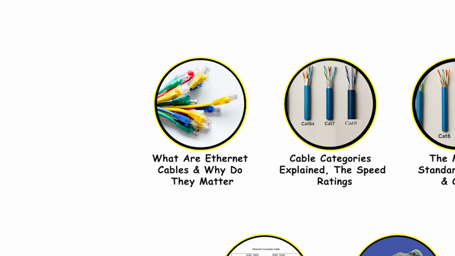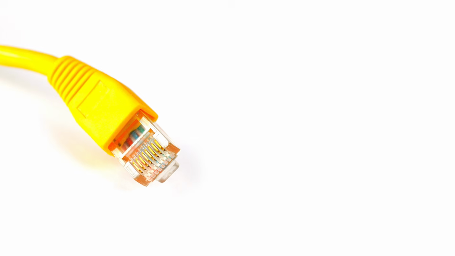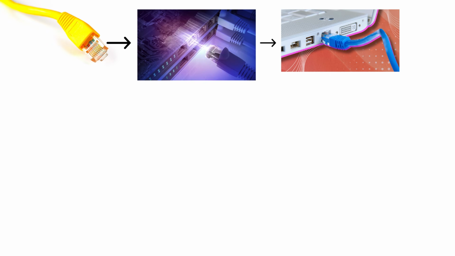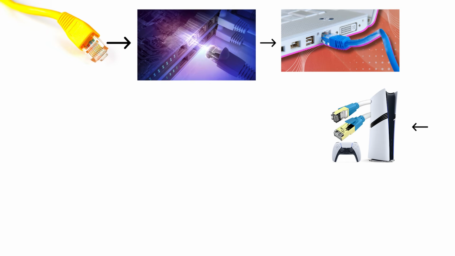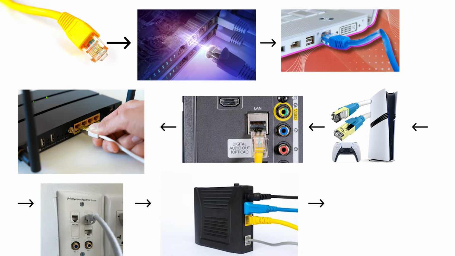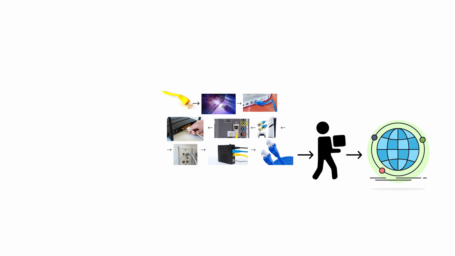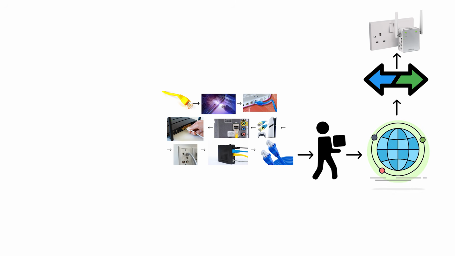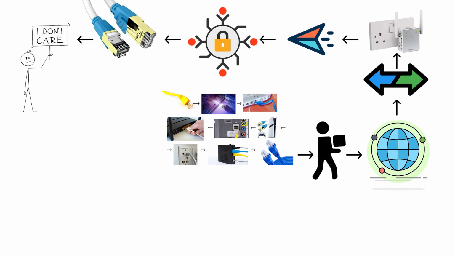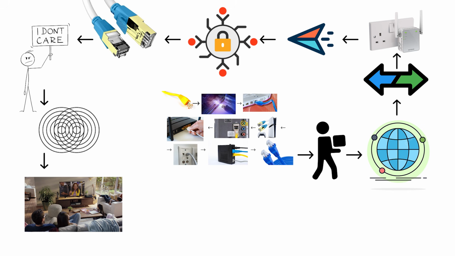What are Ethernet cables, and why do they matter? Ethernet cables are the physical wires that connect your devices to your network. One end plugs into your computer, gaming console, or smart TV, while the other end goes into your router, switch, or modem. These cables are what actually carry your internet data back and forth, and unlike Wi-Fi, they provide a direct, stable connection that doesn't care about walls, interference, or how many people are streaming in the next room.